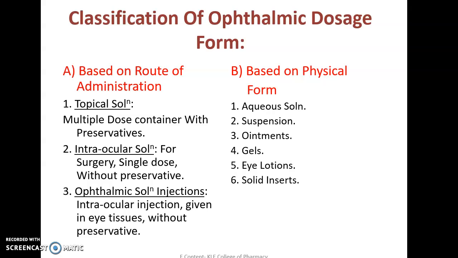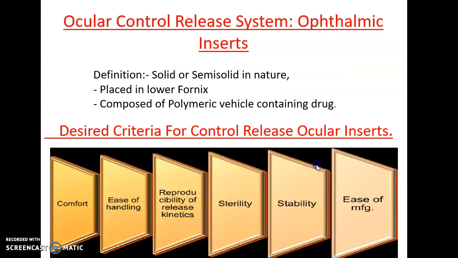The third one is ophthalmic solution injections. Here, intraocular injections are given into the eye tissues without preservative. Next, based on the physical form, they are classified as aqueous solutions, suspensions, ointments, gels, eye lotions, and solid inserts. These are the classifications of ophthalmic dosage forms.